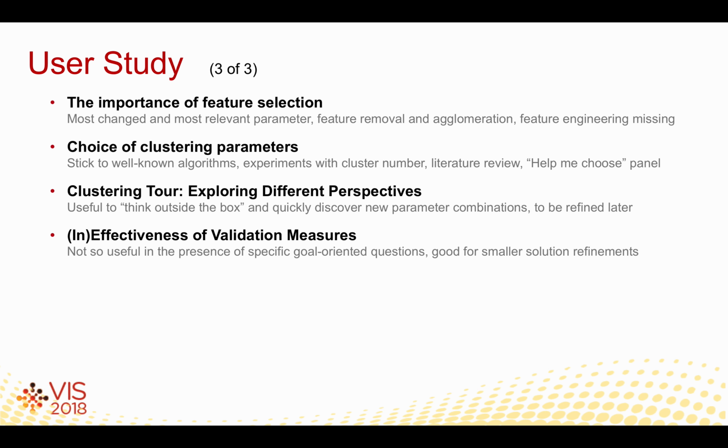Another important point is the ineffectiveness of validation measures. As I said earlier, it's not really useful to know that people with Parkinson's are divided into left and right for the purpose of this question. And so validation measures turned out to be useful only at the final step when you want to do smaller refinements, but cannot be used to automate clustering and do ranking.